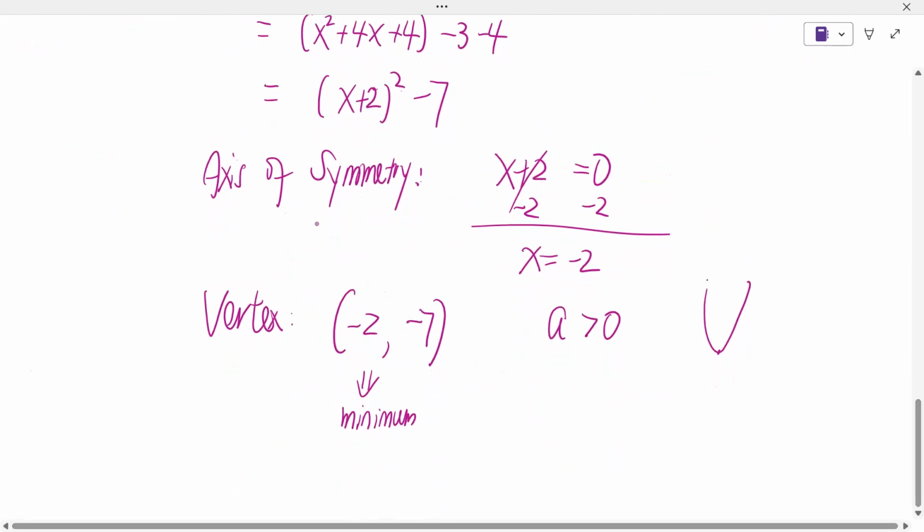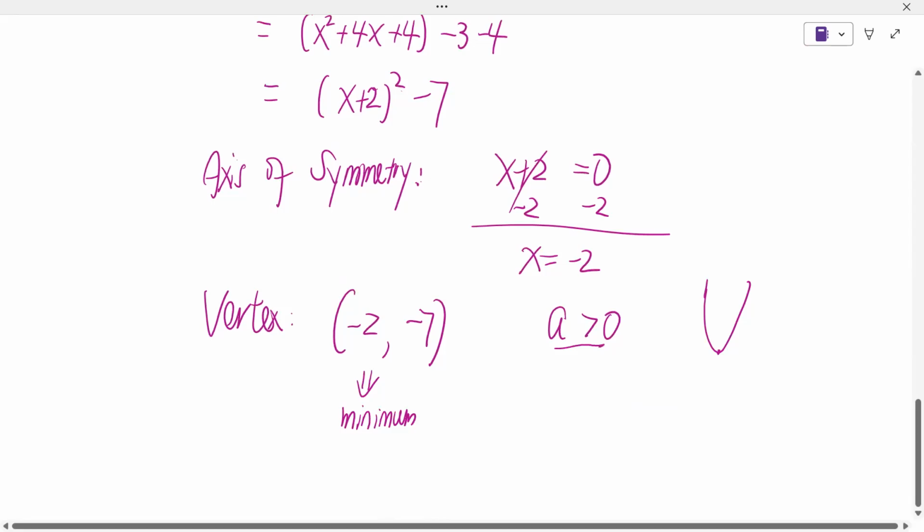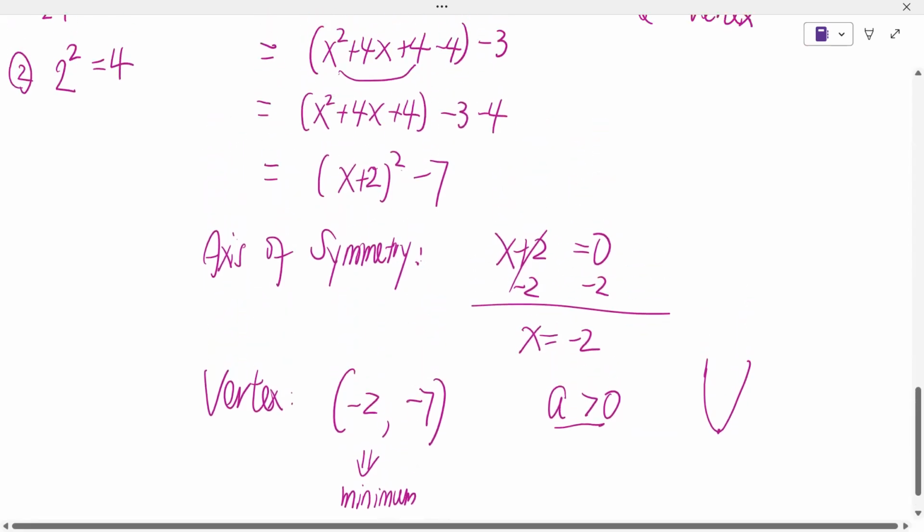Yeah, so you can draw something like this, right? Draw a parabola and then try to visualize this. When a is greater than 0, it opens upward. So that's why we get a minimum down below here. Okay. Any question about this?